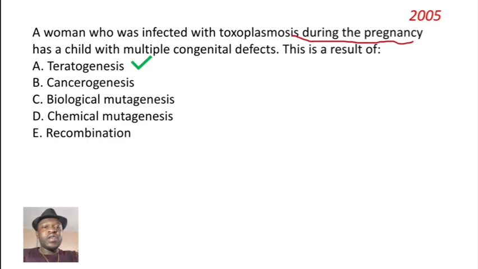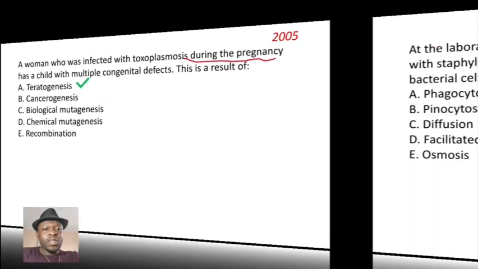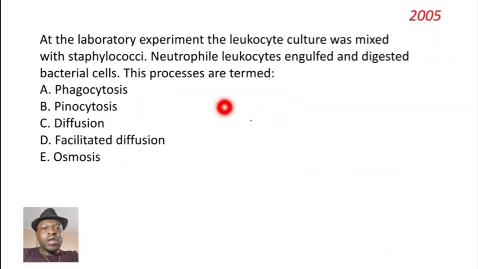Okay, let's continue. So here I said the answer is teratogenesis, right? At laboratory experiment, the leukocyte culture was mixed with staphylococci, right? It was mixed with bacteria, right? The neutrophil leukocytes engulfed and digested the bacteria. What process is this? That's the other way of asking. This process is termed what? Okay, so this one is called phagocytosis, right?